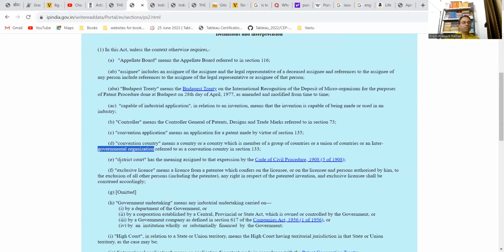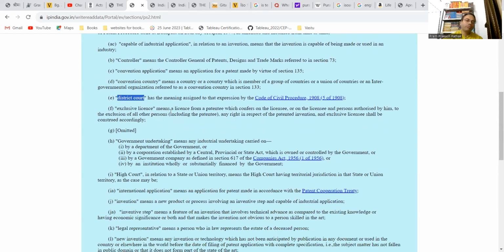District court, it is very easy. District court, meaning as defined by the Code of Civil Procedure, 1908. Exclusive license means a license from a patentee which confers on the licensee, or the licensee and the person authorized by him, the right to the exclusion of all other persons, including the patentee. Okay, so this is very important.